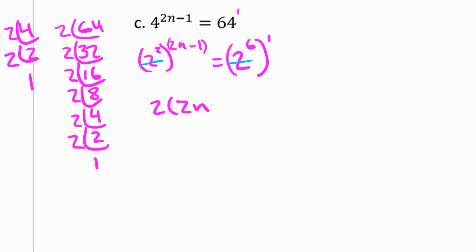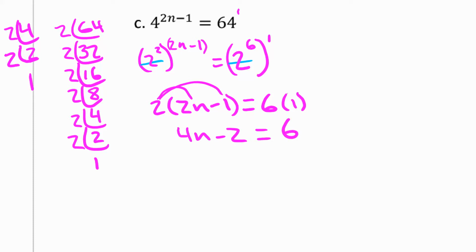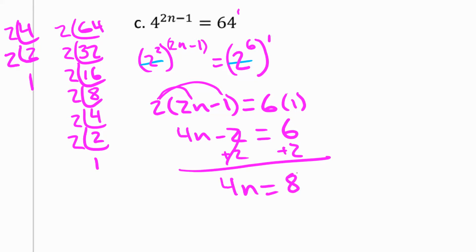2 times 2n minus 1 equals 6 times 1. You don't need to write times 1 though, that doesn't change anything. I'm just writing it for consistency. Now we distribute the 2, so we get 4n minus 2 equals 6. Let's add the 2 to get rid of it. Plus 2, plus 2. 4n equals 8. Now divide the 4. Final answer.